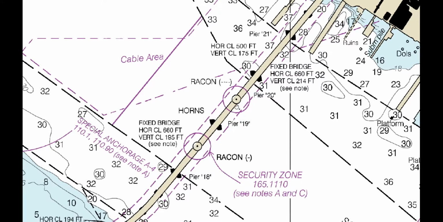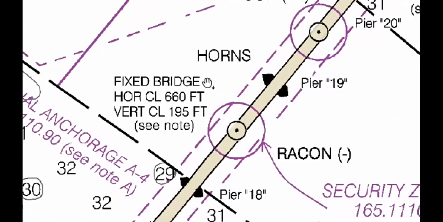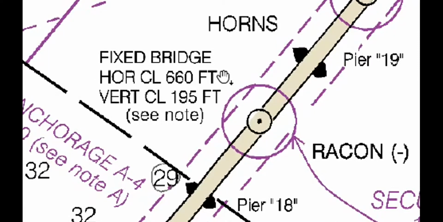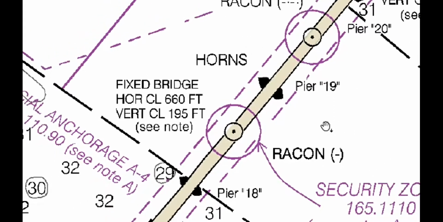There are also Racon indicators on the actual bridge, and it tells me here what the Morse code that I would see on my radar will be for each one. So if I was going under one of these two sections to stay inside my channel, I would know I'd be going under a fixed bridge that has a horizontal clearance of 660 feet and a vertical clearance of 195 feet. If that is safe for my vessel to go under and fit between those pylons, then it is safe for me to proceed inbound in the San Diego harbor.